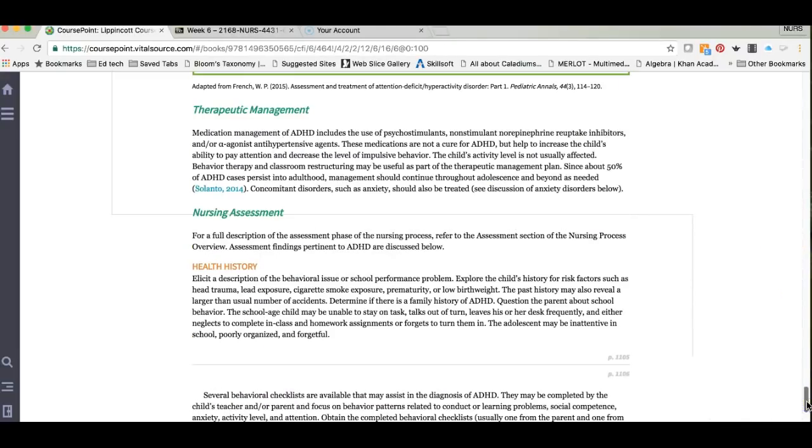All right, therapeutic management, you can use meds, but the goal is to decrease their level of impulsive behavior. Okay, that is the goal. So remember that. If it's behavioral management, or if it's medication, or if it's a combination of both, then that's what we need to do.